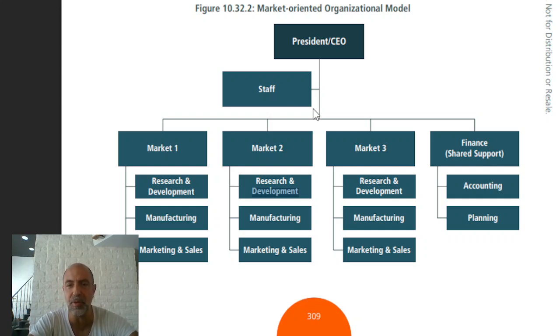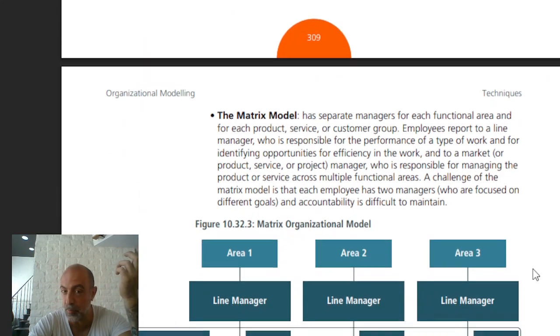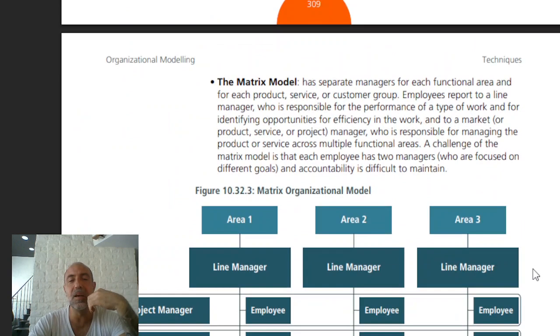And the staff seem to be here in supportive roles between the president and them. And then finance is shared support, accounting, planning, all of these are kind of like shared support. But all of them are connected, so the marketing has to sound the same. Like if I'm marketing a different product or for a different market, it still has to represent who we are as a business. And that's where values and principles come in.